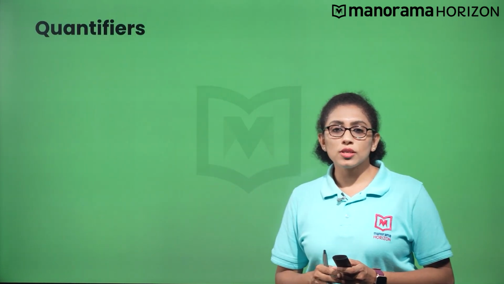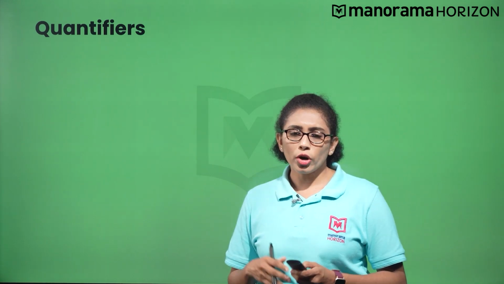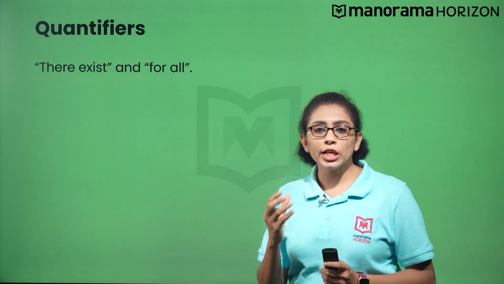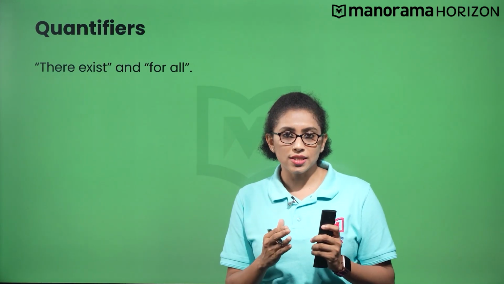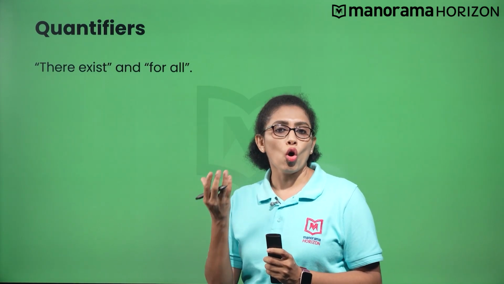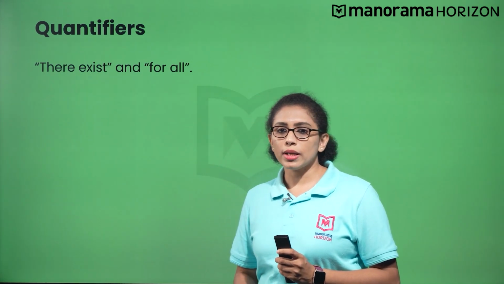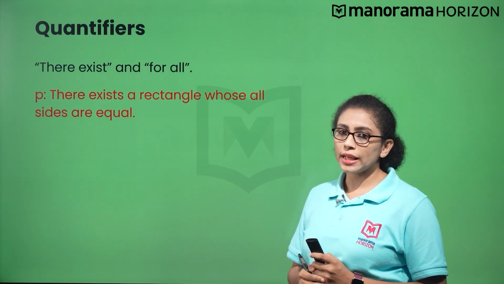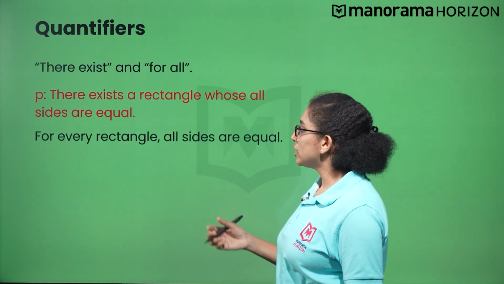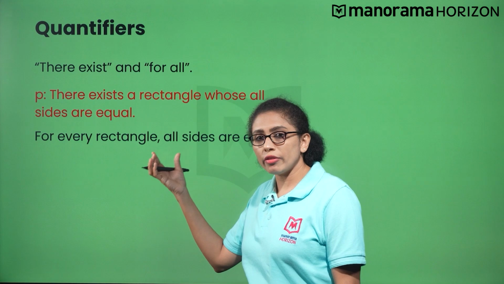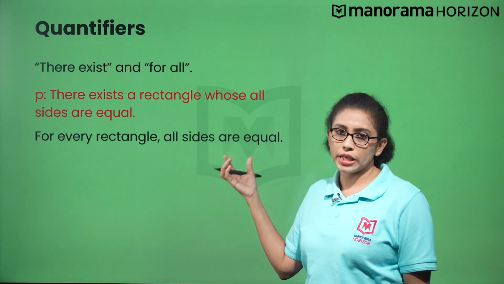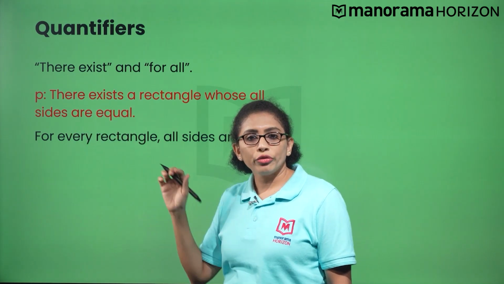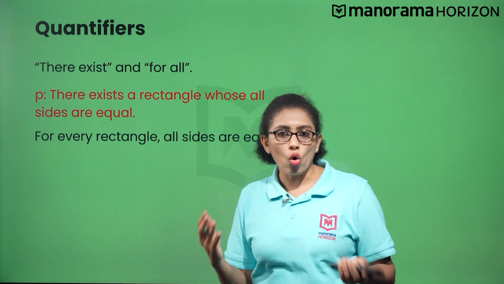Now, let us focus on quantifiers. What do you mean by quantifiers? Quantifiers are phrases like there exists or phrases like for all. Now, let's see a statement. There exists a rectangle whose all sides are equal. The meaning of this sentence is that for every rectangle, all sides are equal. So here, the phrase there exists means for every or for all, right?